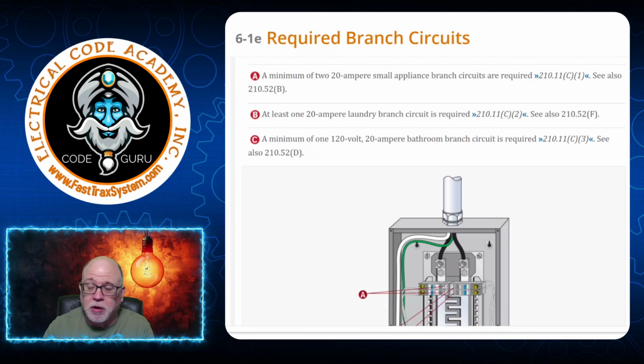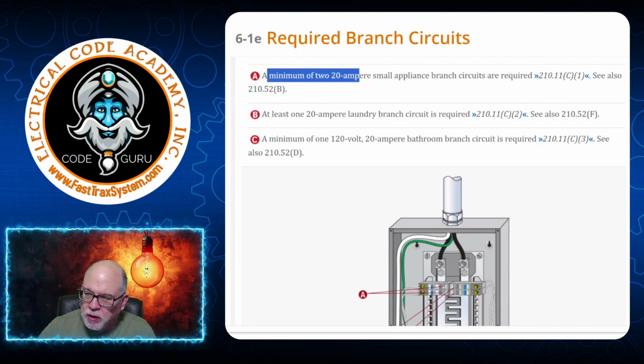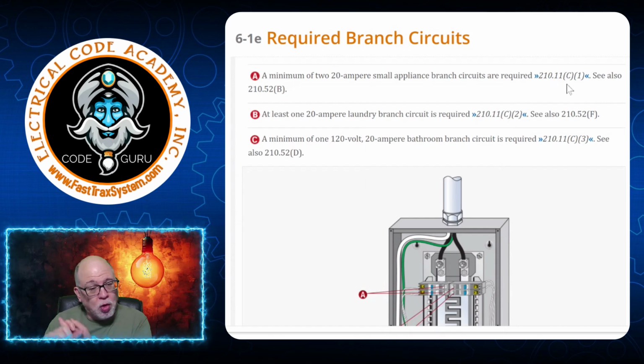The first thing that's required, and you've probably heard this before, is a minimum of 2 20 amp small appliance branch circuits. Where does it say that in the code? Well, it's 210.11(C)(1), and we'll go look at that.